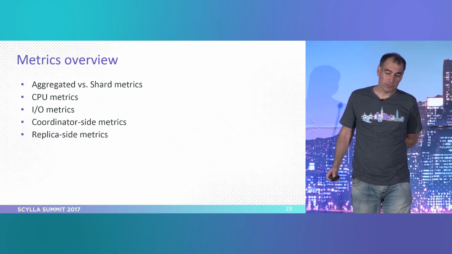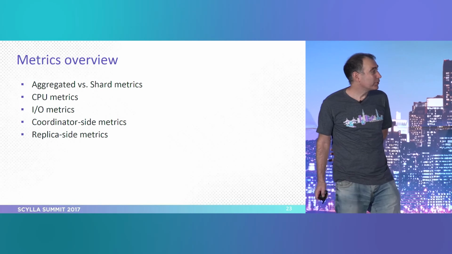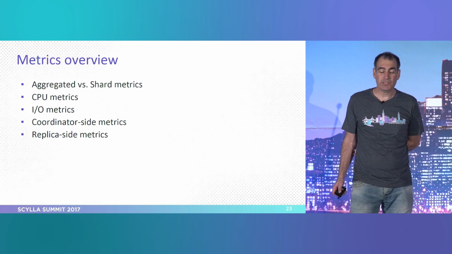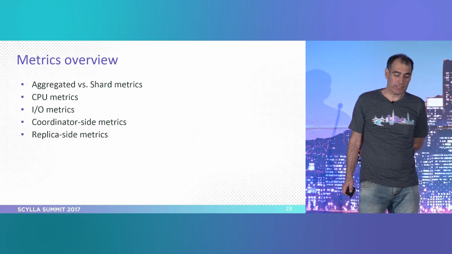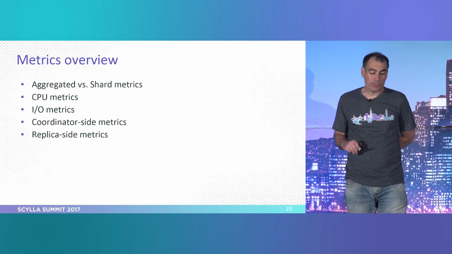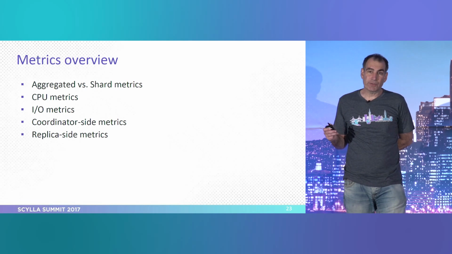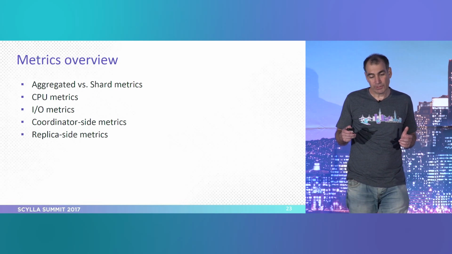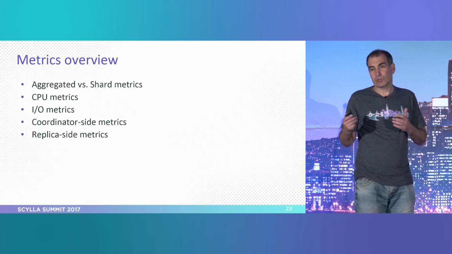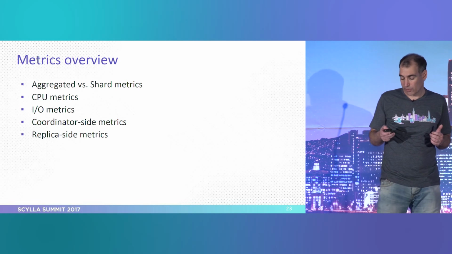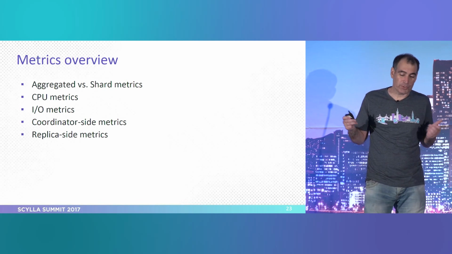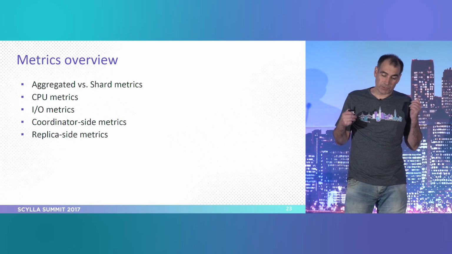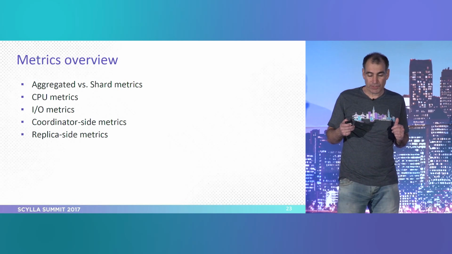Metrics. So we just heard that metrics are important, and indeed they are. I'll talk a little bit about the different metrics that are available for Scylla. So first, you need to remember that metrics can be aggregated, and that sometimes hides a lot of information that's important. And you can also look at the metrics on a shard level, but then you might get too much information. There are CPU metrics, IO metrics. We talked a little bit about IO before.